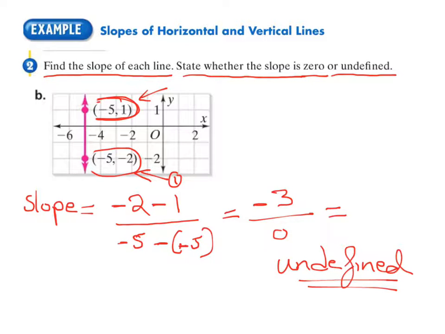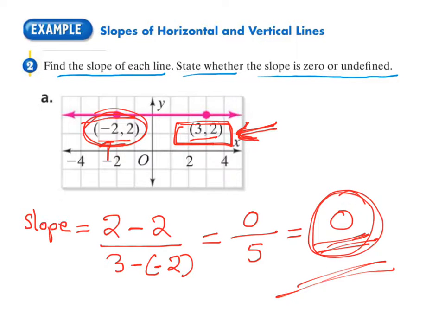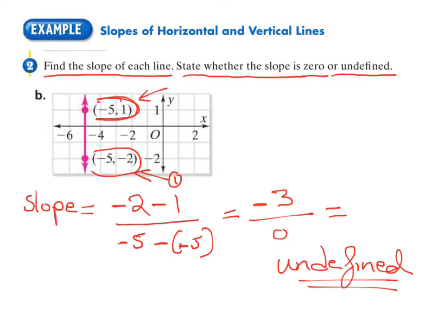So what is the slope of a vertical line? It is undefined. What is the slope of a horizontal line? It is always 0. So just by looking at the line, whether it's horizontal or vertical, we can conclude what will be the slope of the lines. If it's a horizontal line, it's going to be 0. If it's a vertical line, it's going to be undefined.